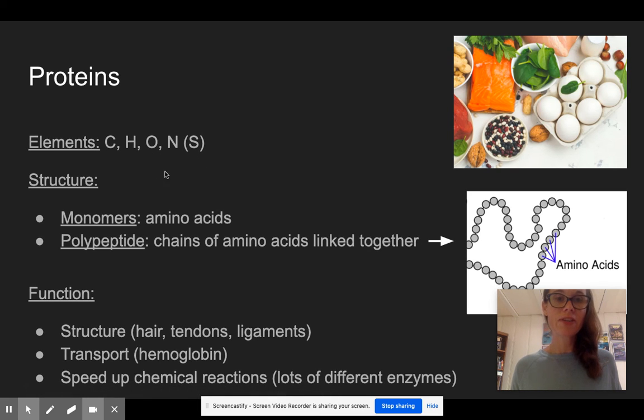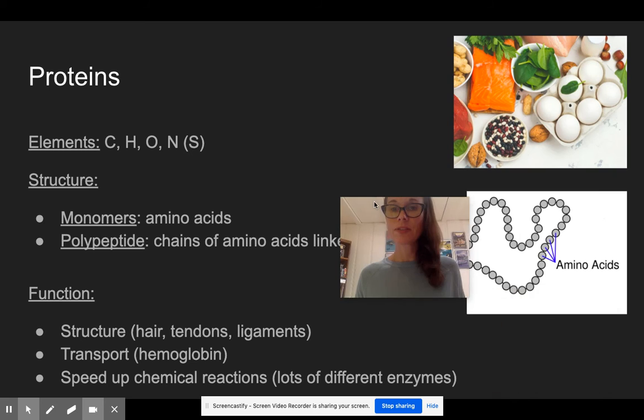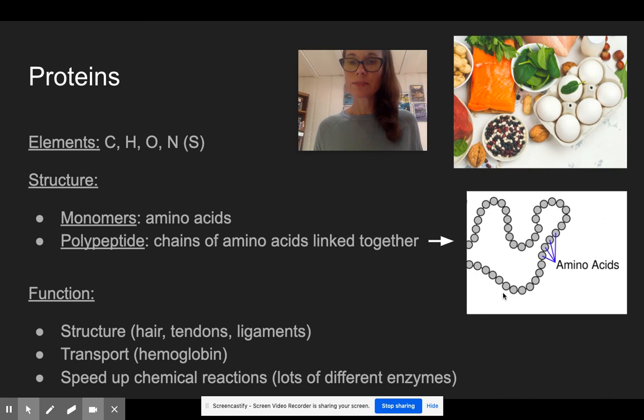But then, as you guys already figured out, there's also nitrogen in proteins and some sulfur, which again is why it's in parentheses. You need to know that the basic building block of all proteins, the monomers of proteins, are called amino acids. And if you string a chain of amino acids together, you basically get a protein, which is also called a polypeptide. And you can see that in the image here.